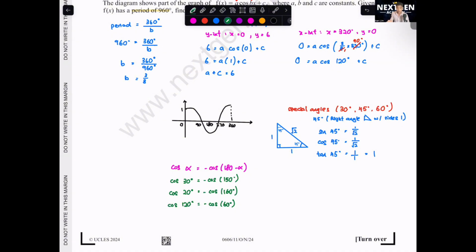Sine is actually also positive for both of them. So sine 30 will be equal to positive sine 150. Sine 20 is positive sine 160. You all can go and check, but we won't spend time doing that.